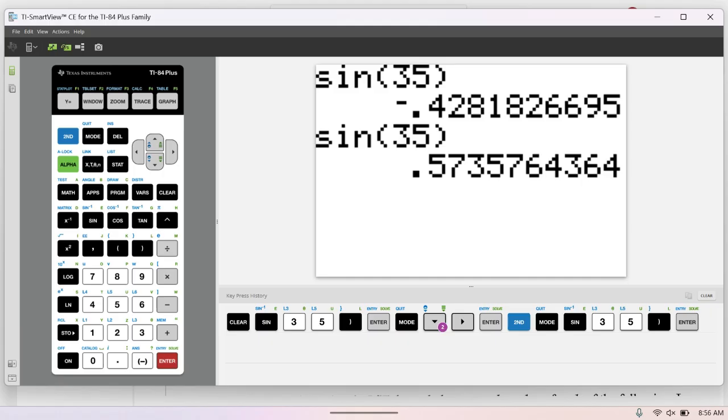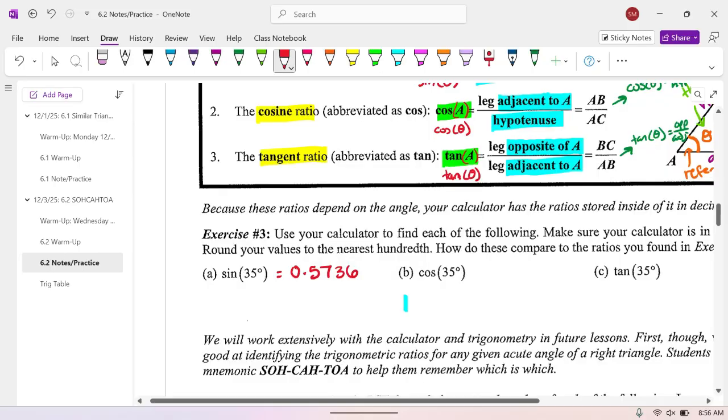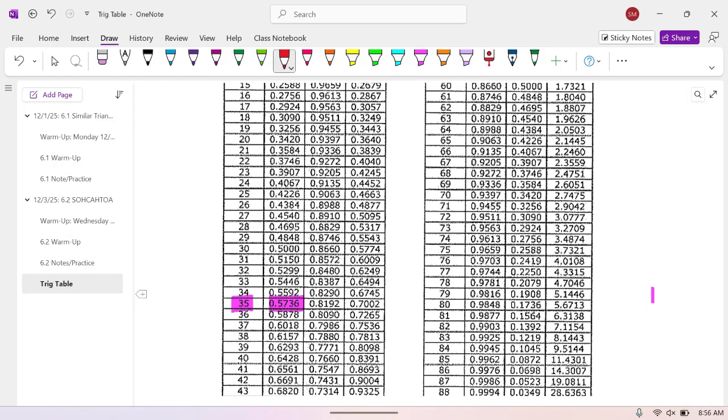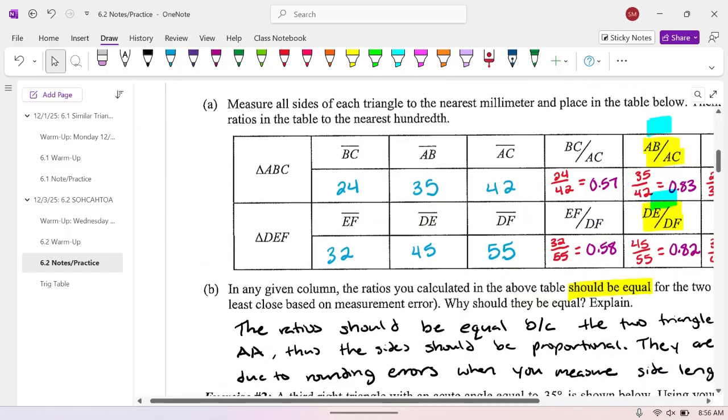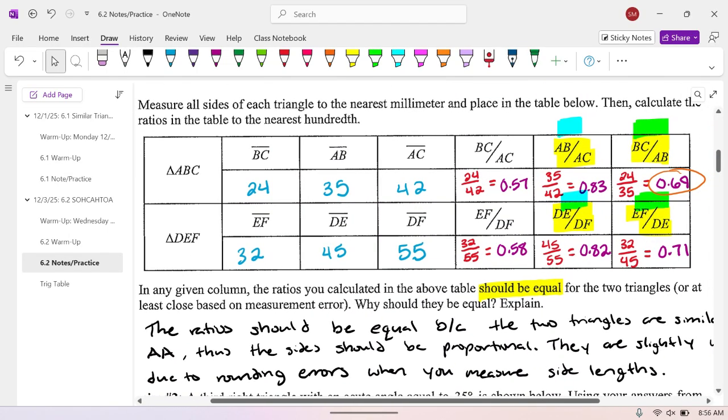All right, so let's keep going. Cosine of 35. I'm going to go back to my trig table and look at the second column, which is cosine. So right here, it's 0.8192. Is that not what we got for our second column of ratios? About. It's pretty close to what we got for our second column of ratios.